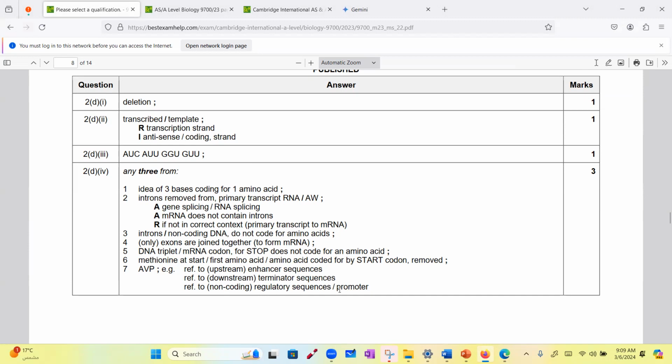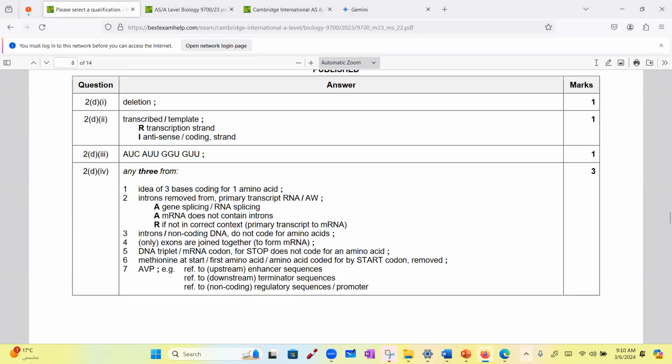I think you take the promoter in A2. I don't expect you to know it in the AS. What's the promoter? What attaches to the promoter? Yes, the messenger RNA binds to it. Okay. Any valid point?